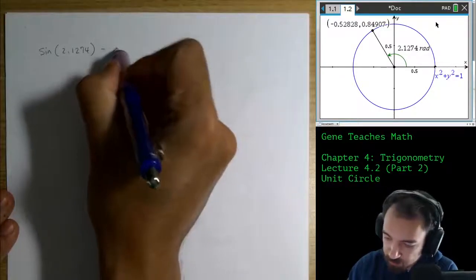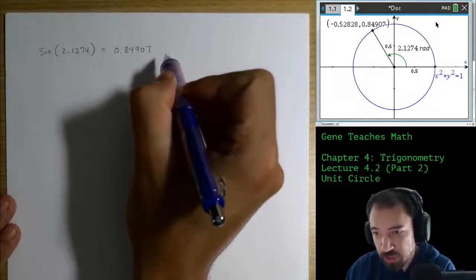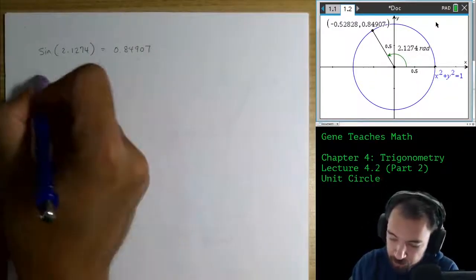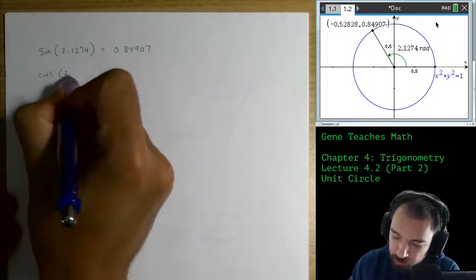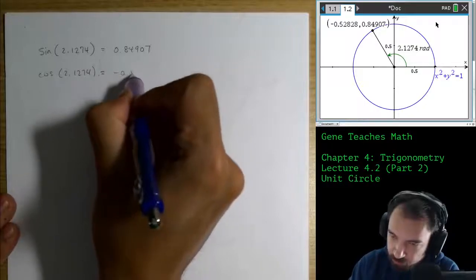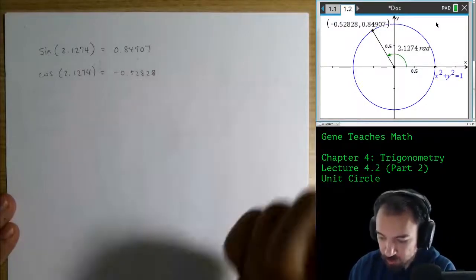This would become 0.84907. And keep in mind, this is a rounded quantity. I only have the calculator set to display 5 decimal places, but this number does keep going. I could write cosine of 2.1274, and this would equal negative 0.52828, the x-coordinate of that intersection, once again rounded.